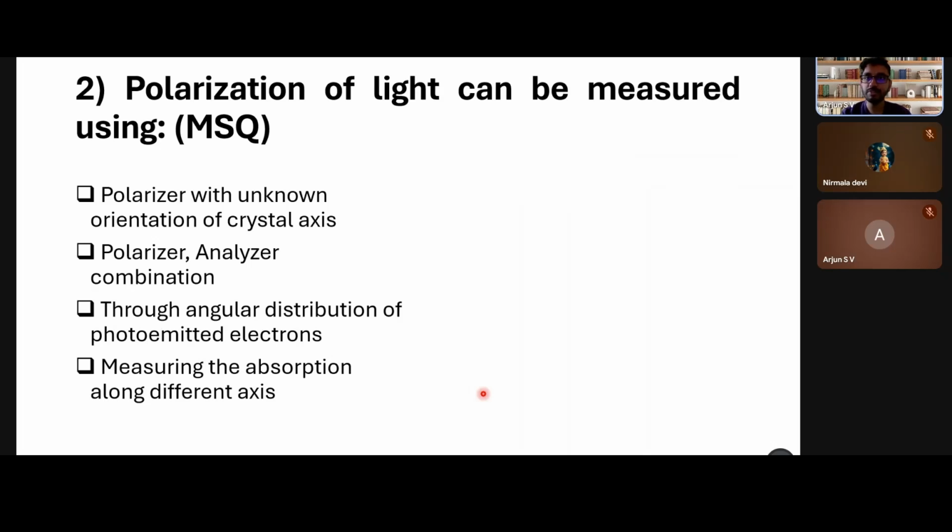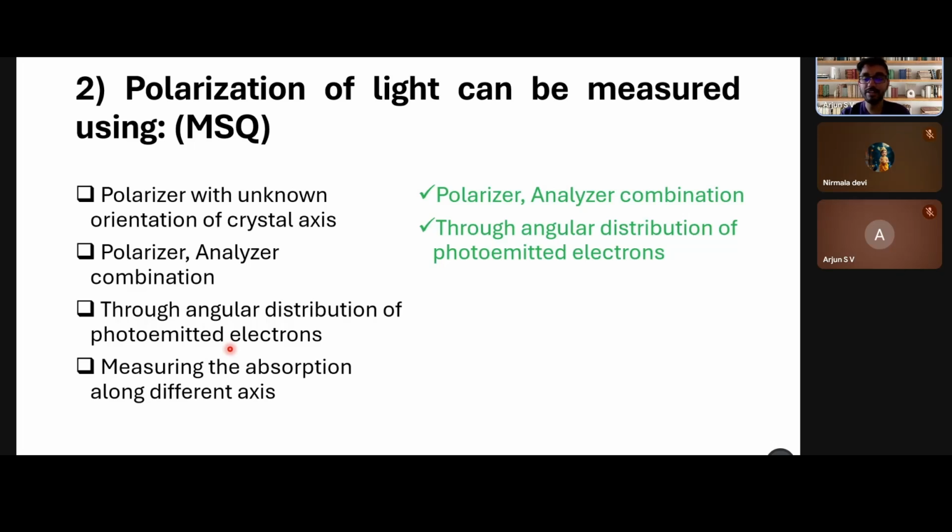Polarization of light can be measured using, this was the second question. It was a multiple select question, so there can be multiple correct answers. The answer for this is you can use both the polarizer and analyzer combination, or you can measure the angular distribution of the photon emitted electrons. So both options B and C are permitted answers.